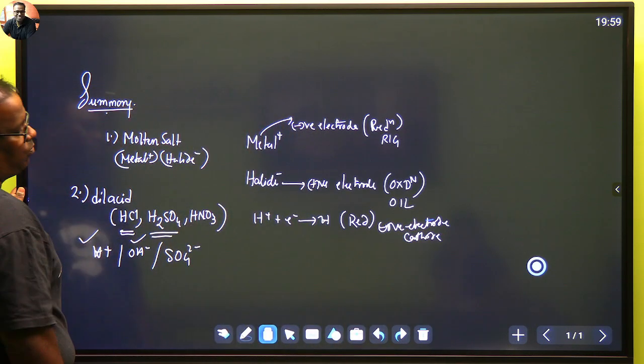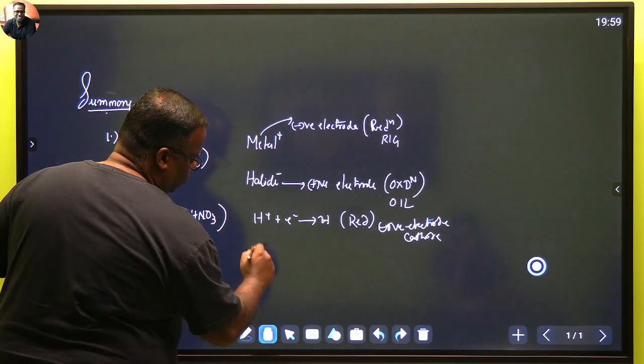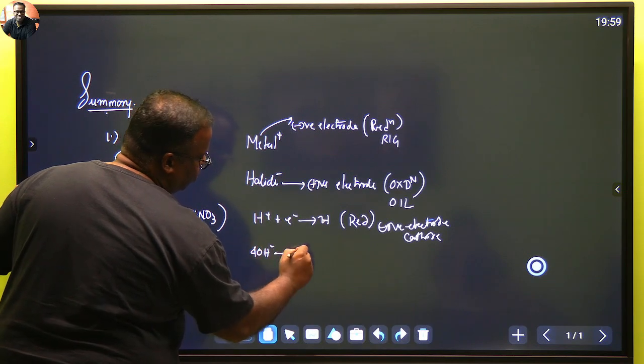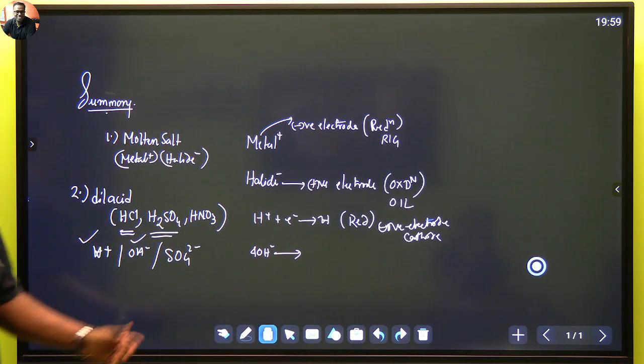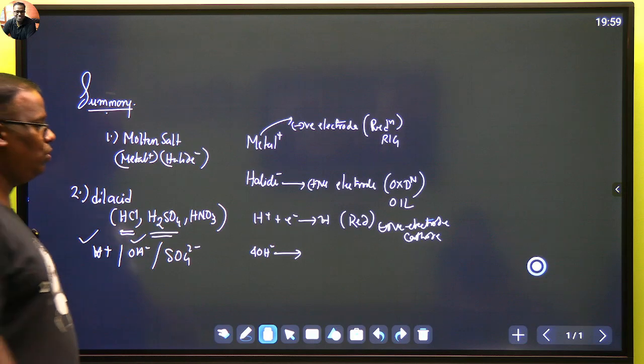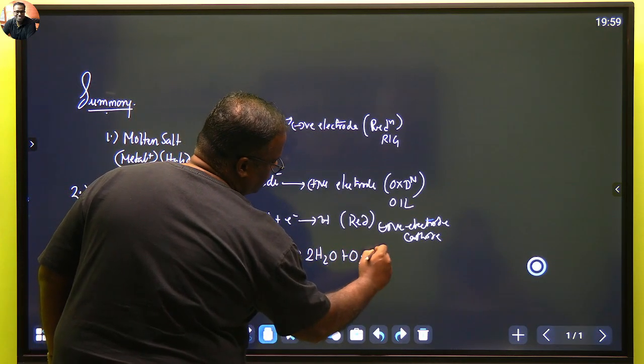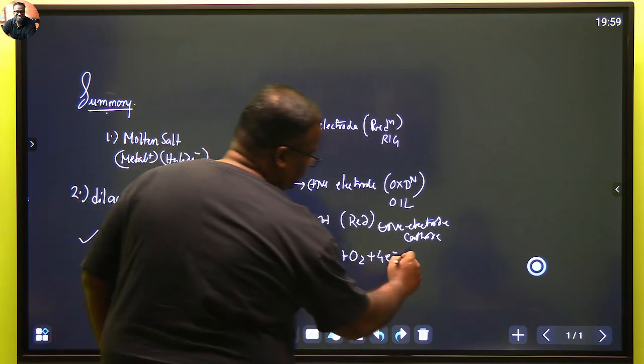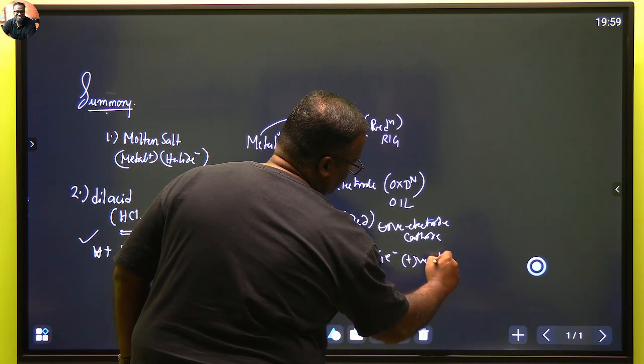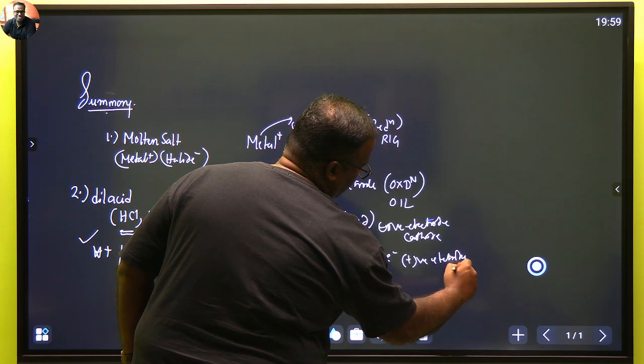Okay. Again, I'm writing 4OH minus. Now you start remembering and telling me 4214. 4OH minus will give me 2H2O plus O2 plus 4 electron. So this will happen at the positive electrode, which is the anode.